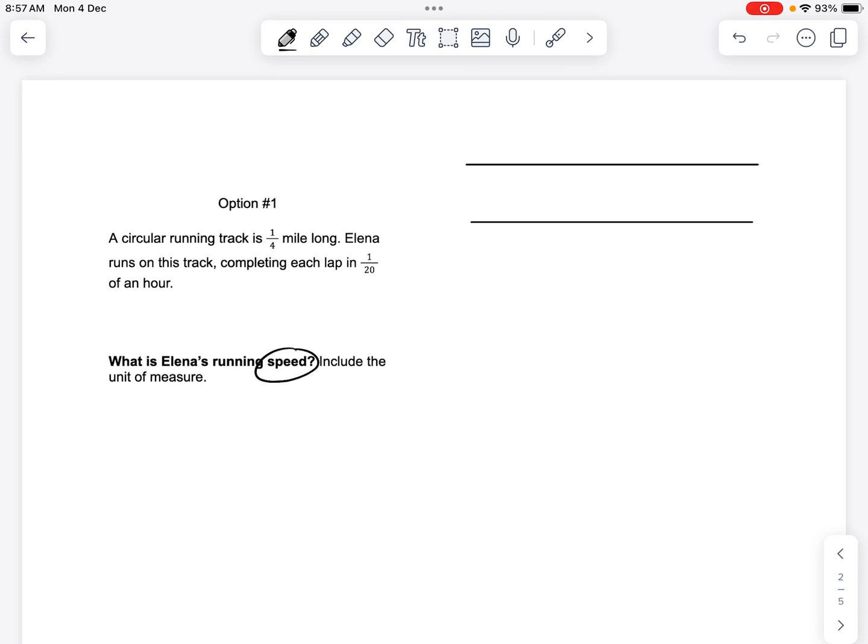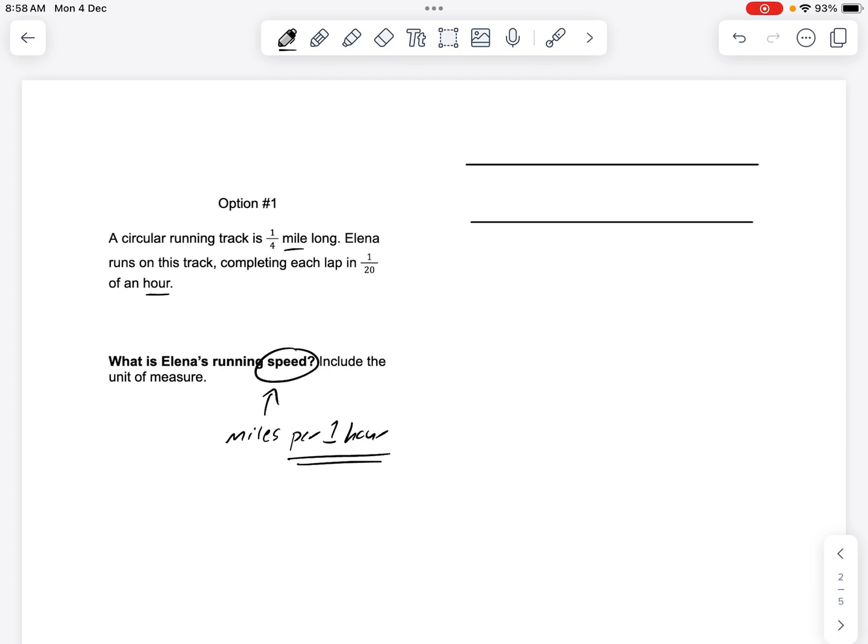Now, the important thing here is we're asking about speed. And the units that I'm using are miles and hours. And so the speed is going to be miles per hour. Okay, that's important to know. And if you want, put miles per 1 hour. That's how we would be measuring speed. It's always per 1 unit of time.